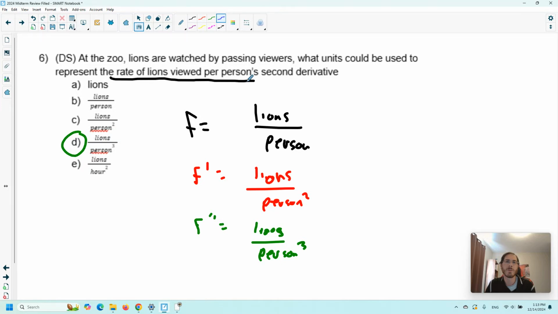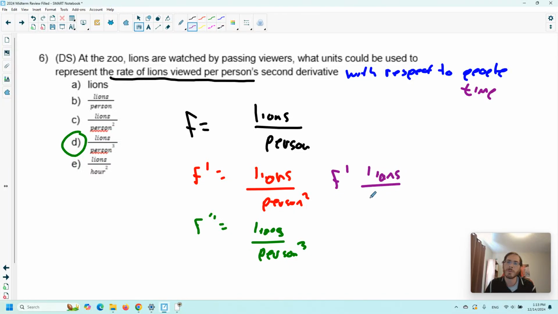I think that's what we want to do. Again, not really saying what we're taking the derivative with respect to. Again, I assume this was with respect to people, but if it was with respect to time, we'd get a different answer. So we have this hour over here. If we did this with respect to time, this is going to be the same function, but the first derivative then is going to be lions per person per hour, because if we're doing it with respect to time, we have to put a time unit down here. And then our second derivative would then be lions per person per hour squared.